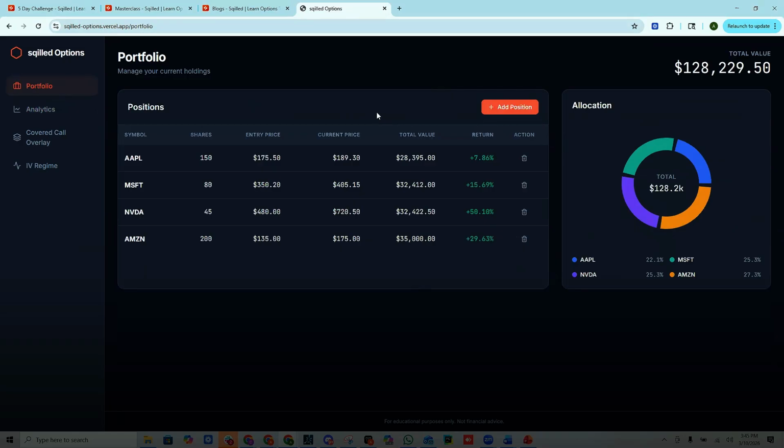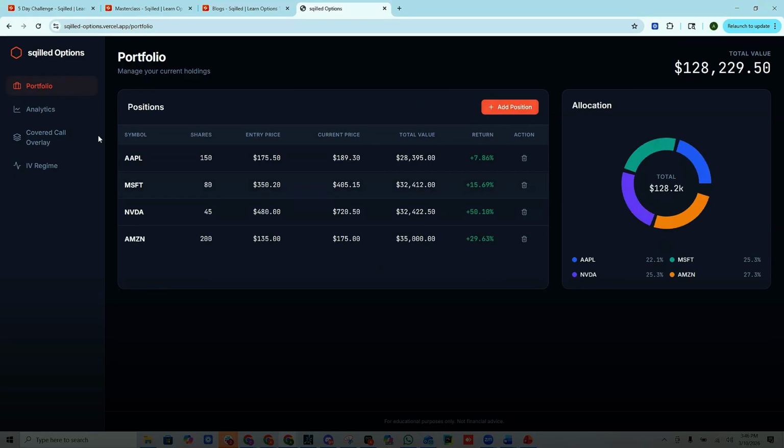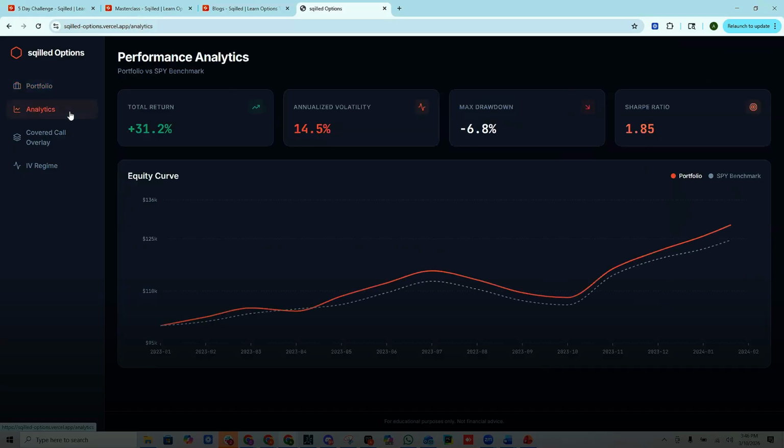So the tool will actually help you build your portfolio. You will add your positions, whatever entry price you had, and it will give you the allocation. Then on the analytics tab, it will give you your total return from whenever you started, whatever your base portfolio is. Whatever you put in here becomes your base portfolio.